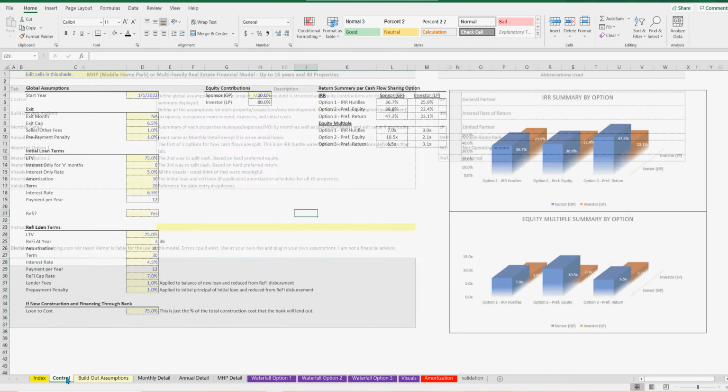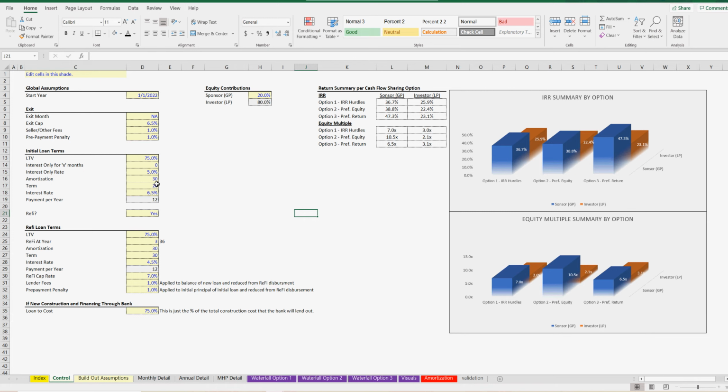All right, so let's get started. Control tab. It was very difficult to figure out how to scale 40 properties, all having their own assumptions. So what I've done is I've made it so that the loan and refi are the same for everyone. No matter which property it is, the terms for any debt taken out are going to be the same. The amount of months until refi is going to be the same, but it'll still be unique to when that property is planned to come online. So that part is dynamic.